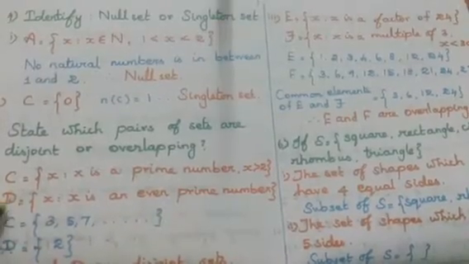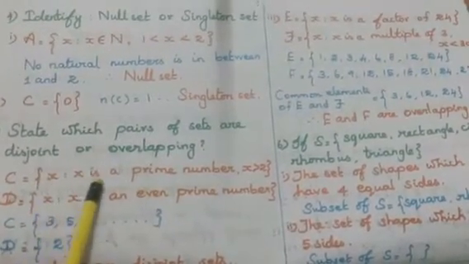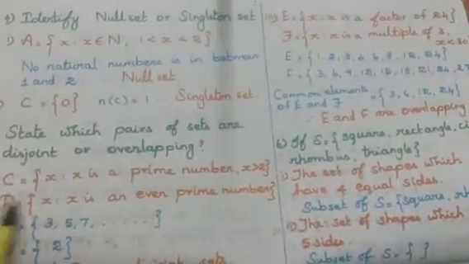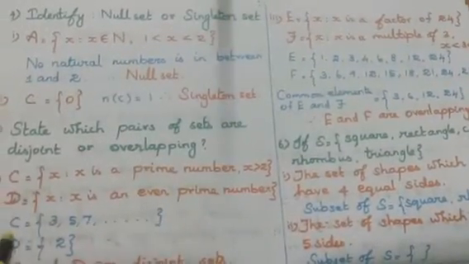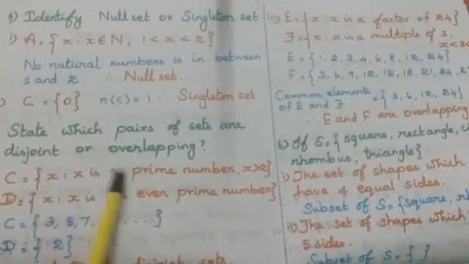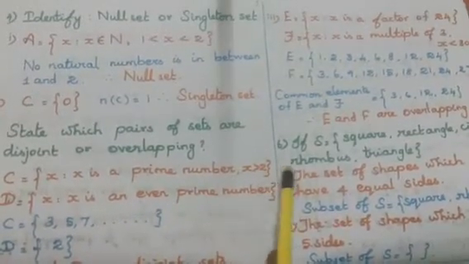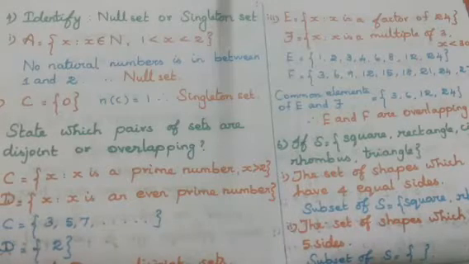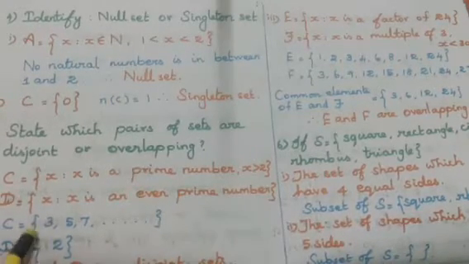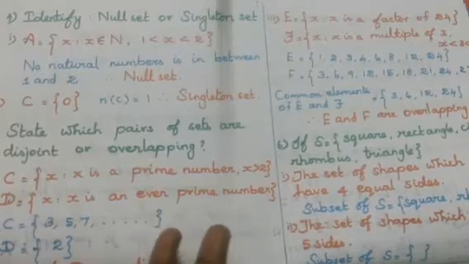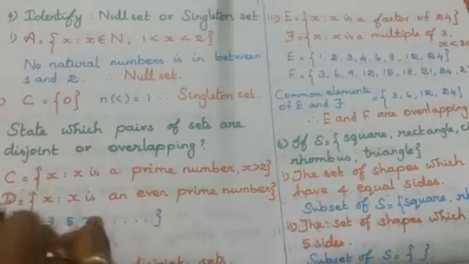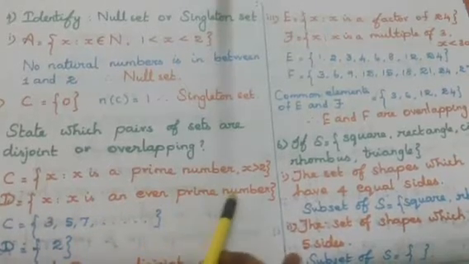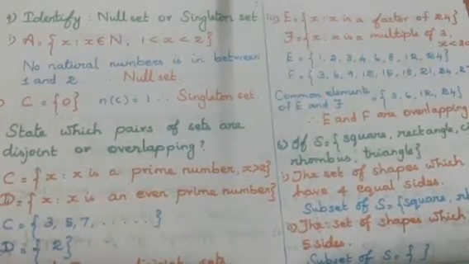So first example, C is equal to {x such that x is a prime number, x is greater than 2}. D is also given. First we write the C set. What is given? x is a prime number, x is greater than 2. We can write all the prime numbers greater than 2: 3, 5, 7, and it has no end, it goes on. Then D is given: x such that x is an even prime number. What is an even prime number?